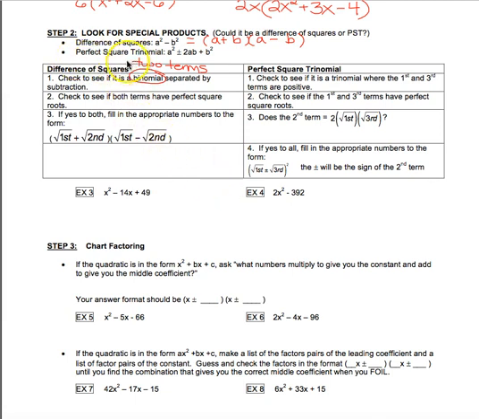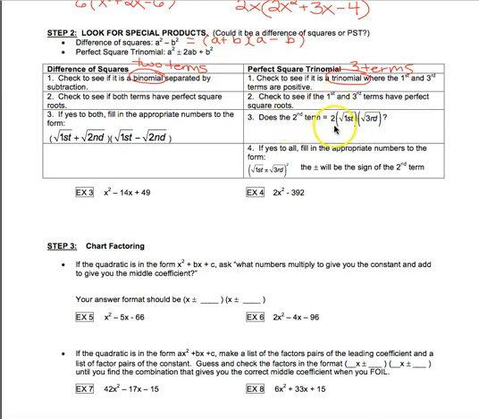PSTs, perfect square trinomials. Here's your checklist for that. First and third terms both have to be positive, and it has to be a trinomial, meaning that it has three terms. So here I look, three terms, first and third are both positive, both pluses. So check to that. Then do the first and third terms both have perfect square roots? Square root of a squared is a, square root of b squared is b, so yes.